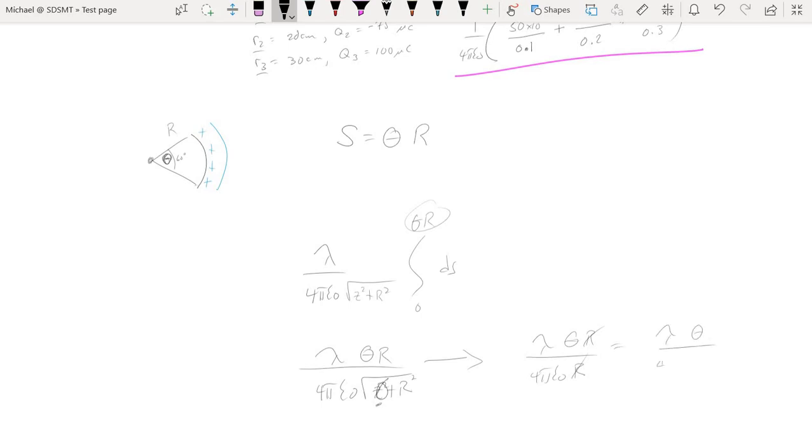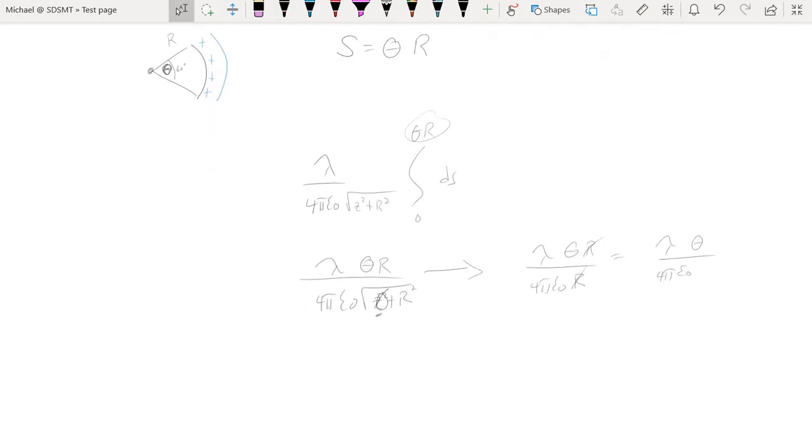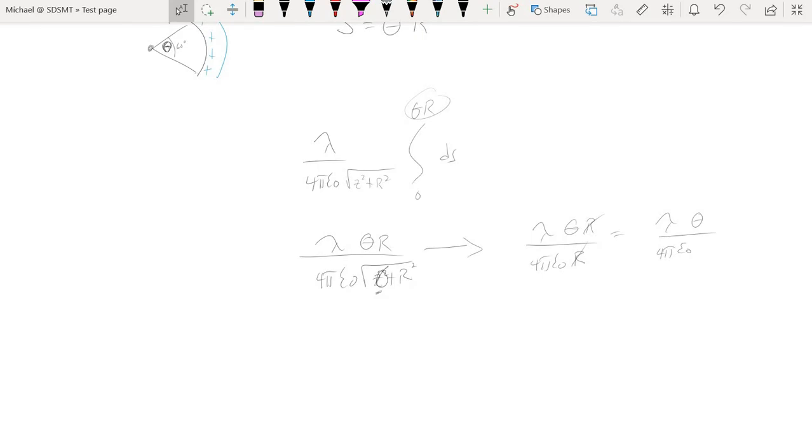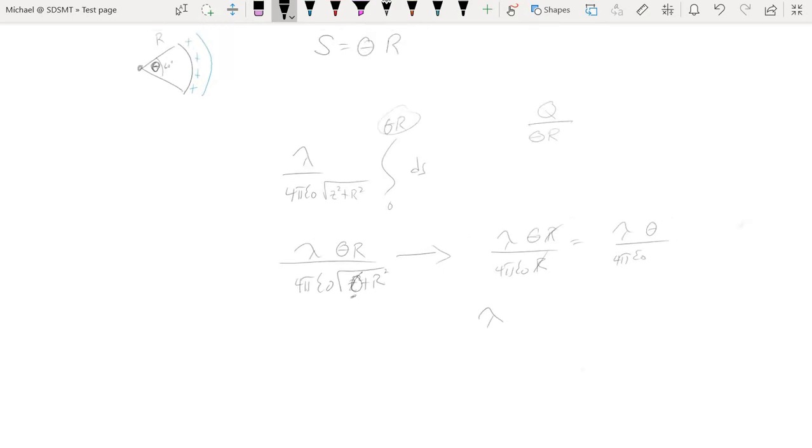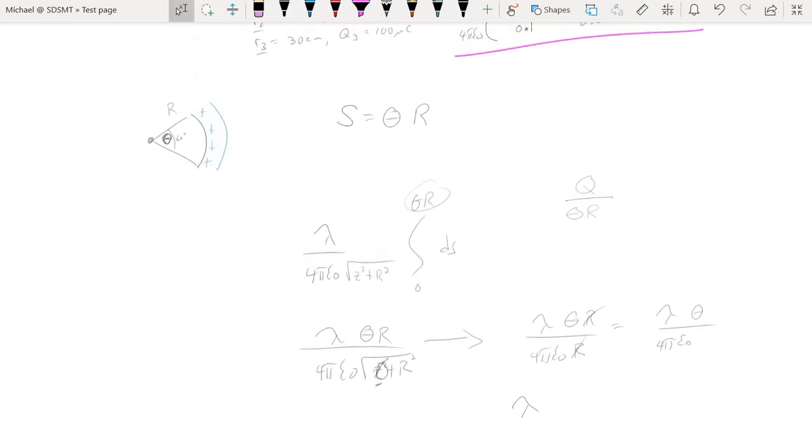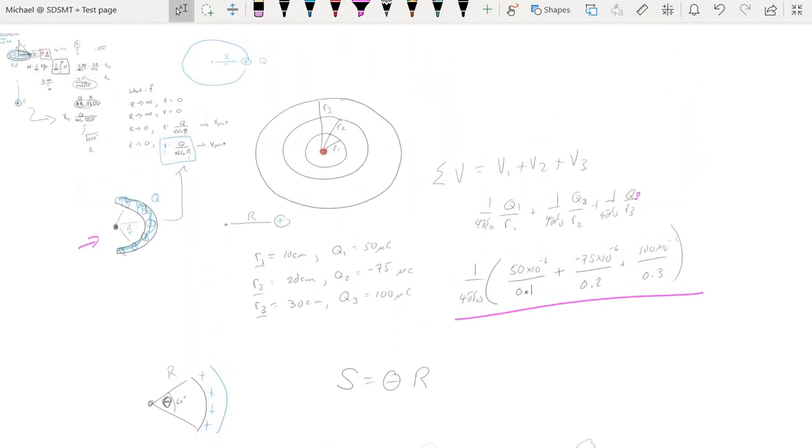And so finally we get lambda theta over 4 pi epsilon. And you can put lambda back in as the charge per unit length, but your charge per unit length is going to be based on theta r. So do keep that in mind. You're probably going to end up losing your theta value again in the process. All right.